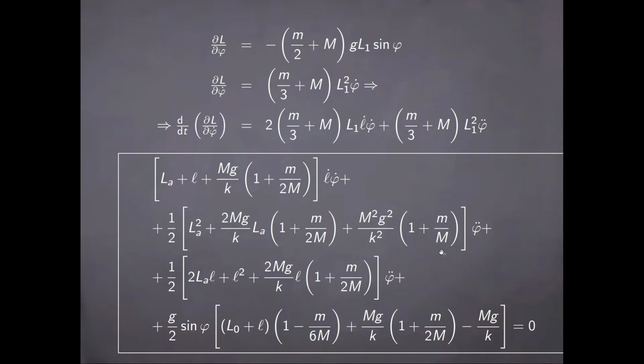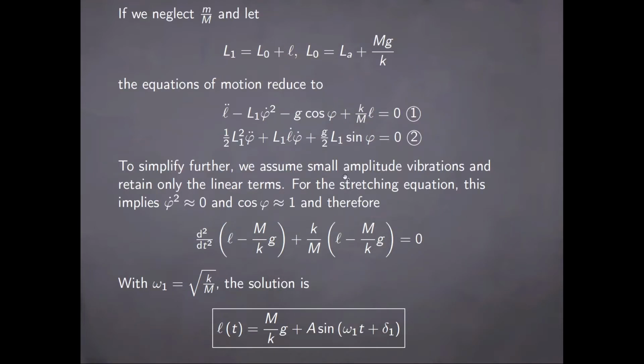And now we are going to simplify matters both in this result and the previous one involving stretching. So what we will do is neglect the ratio of m to capital M, and we will let L1 be equal to L0 plus the stretching L, where L0 is once again the rest mass of the spring plus the stretching caused by the mass attached to its end. And then the equations of motion will reduce to the expressions 1 and 2 written here.